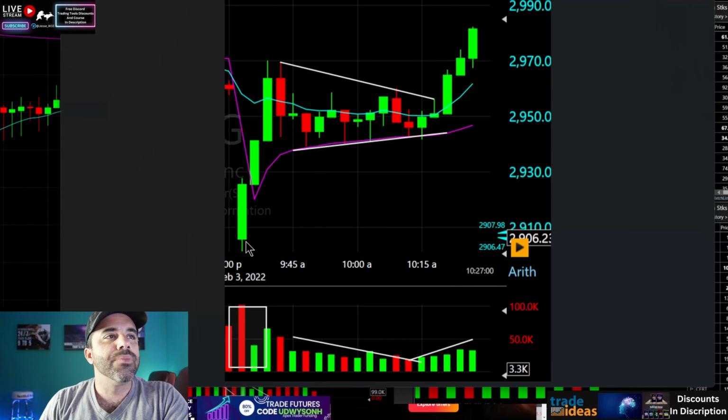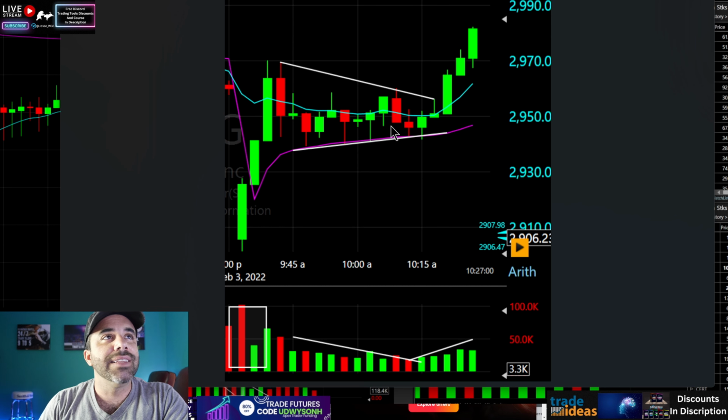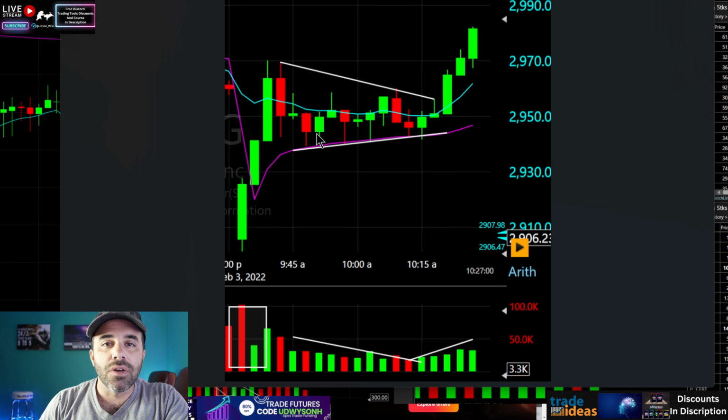When you have your flagpole, you want to have big volume on the flagpole. If you don't have big volume on the flagpole, that's usually a sign of a weak breakout and it could reverse, okay? You have big volume on this flagpole. Then throughout your consolidation, you've made a big move up. So now throughout your consolidation, which is the flag, you want smaller volume.